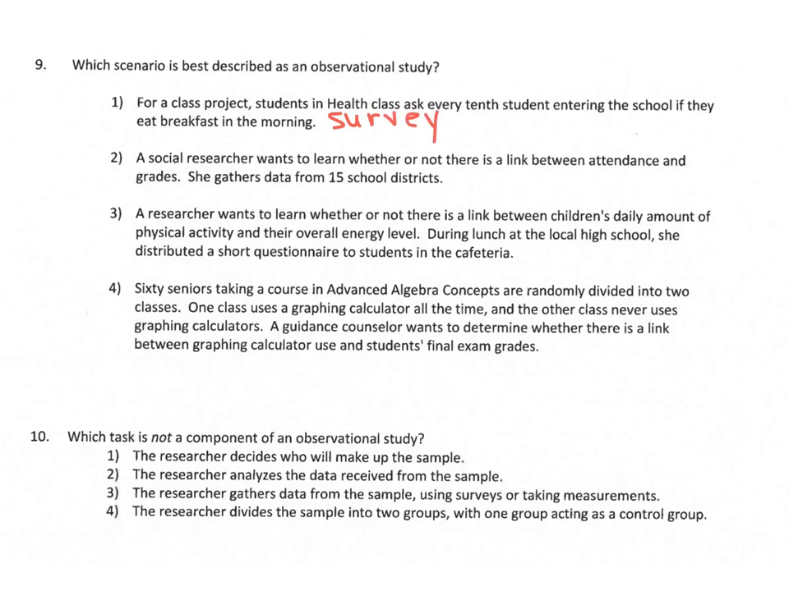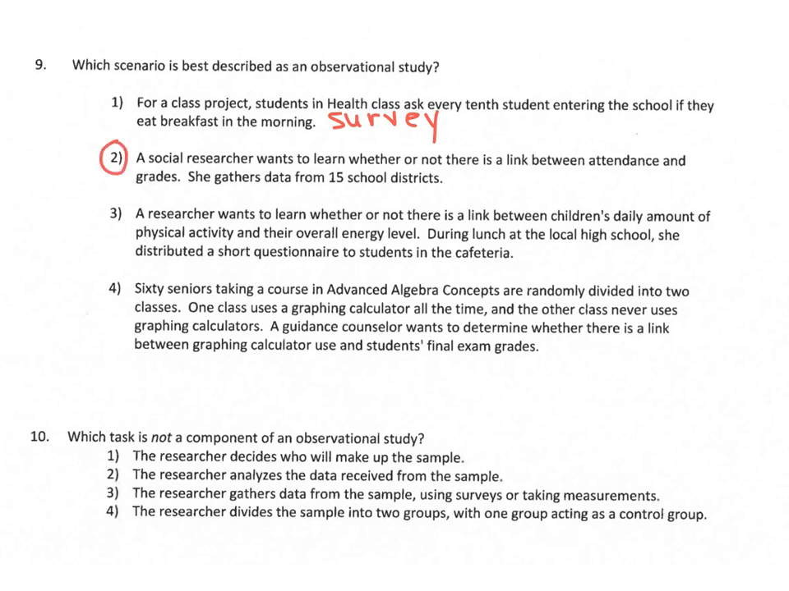All right, choice 2, a social researcher wants to learn whether or not there is a link between attendance and grades. She gathers data from 15 school districts. Well, this would definitely be an observational study because she's observing through the records the link between students' attendance and their grades. So I'm going to say choice 2 is the answer, but let's just keep reading.